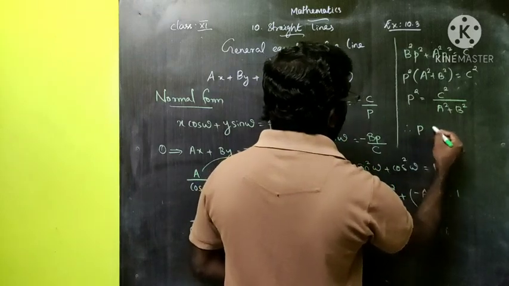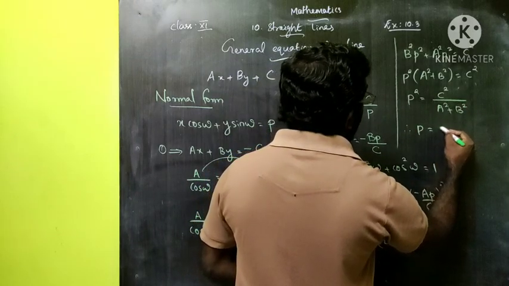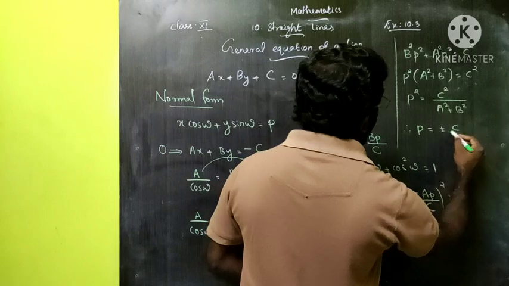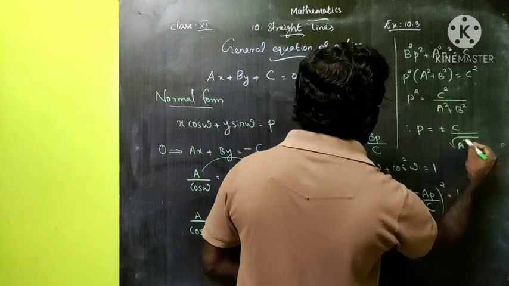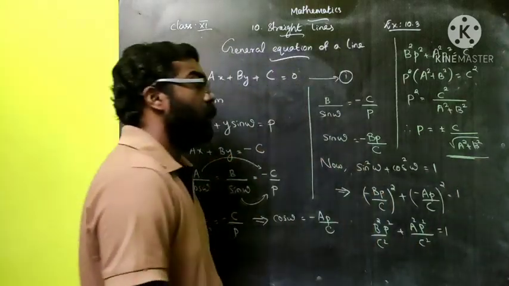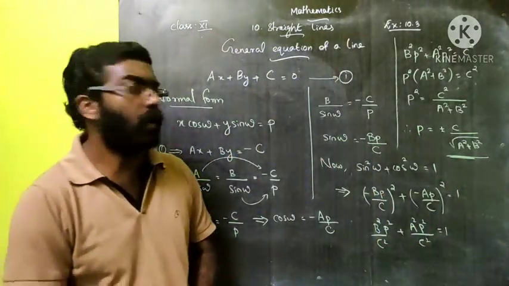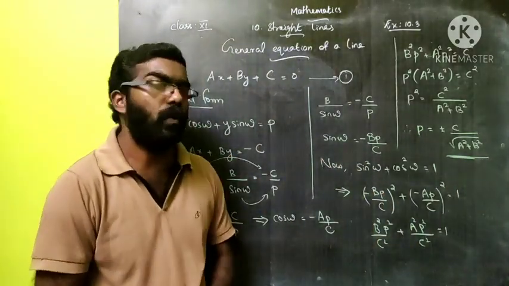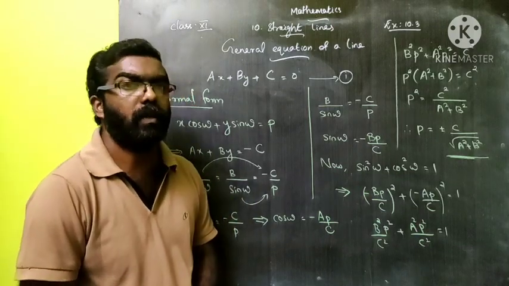Therefore we can write P is equal to plus or minus C by root of A square plus B square. So the perpendicular distance P is given by P is equal to plus or minus C by root of A square plus B square. Okay.